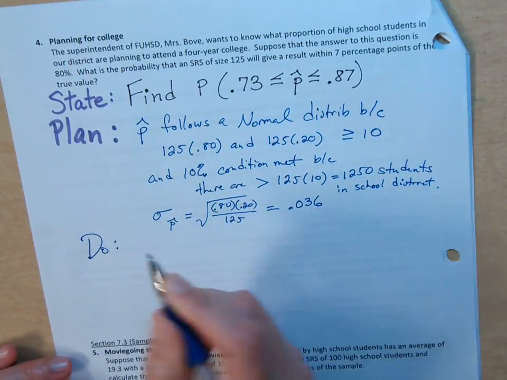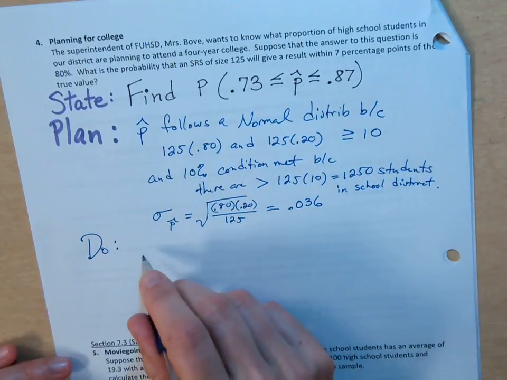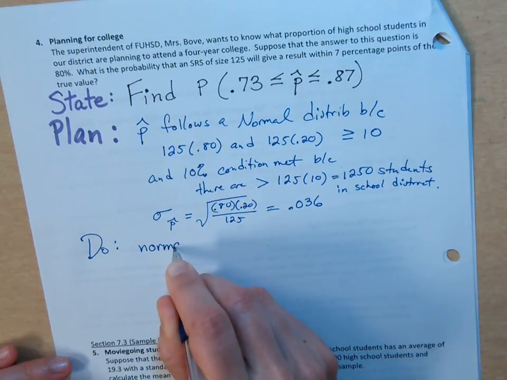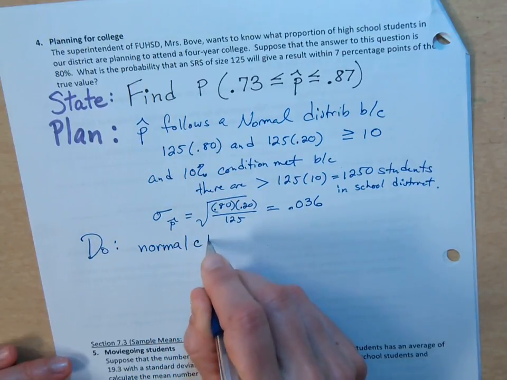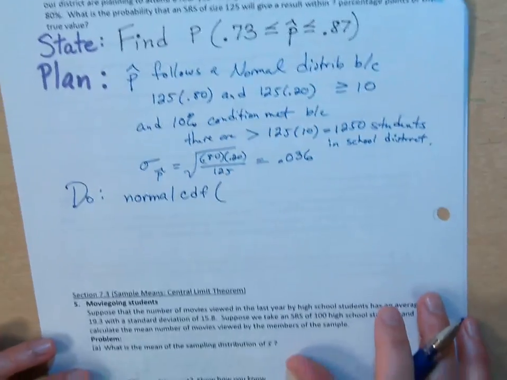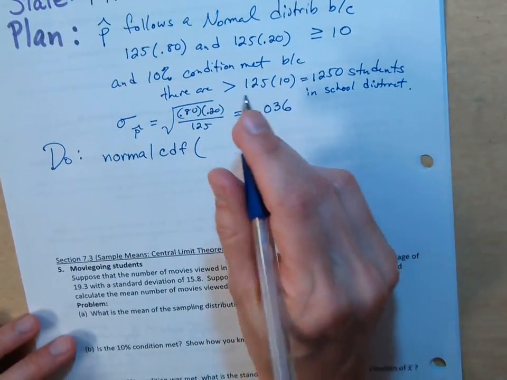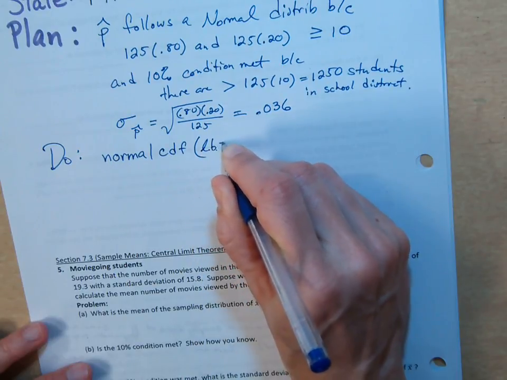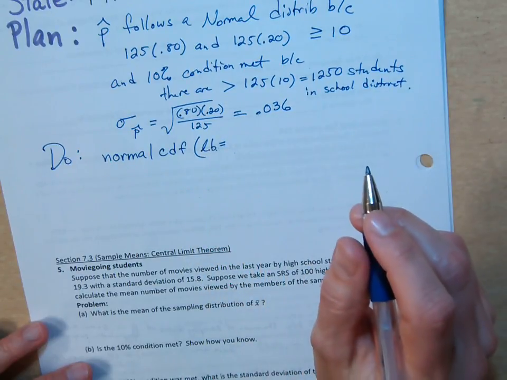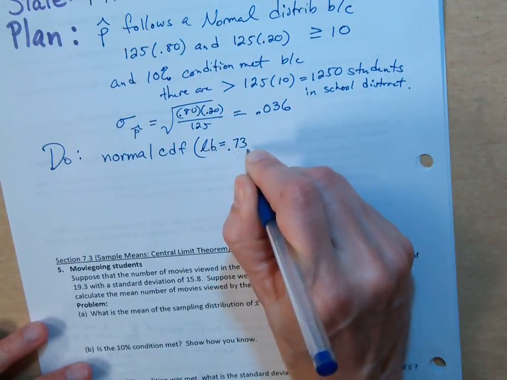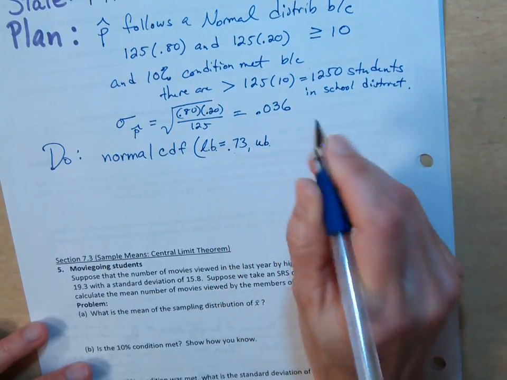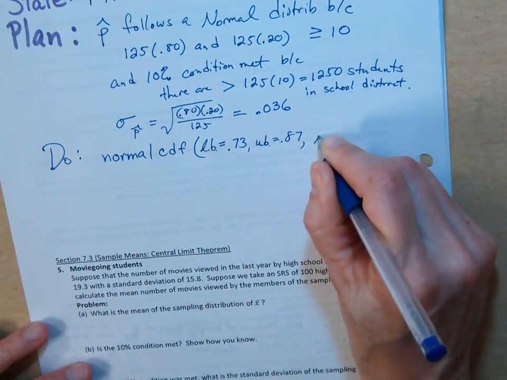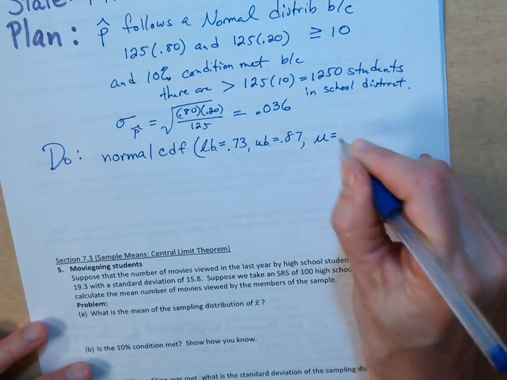So now we're ready to do this. All you have to do, you could draw a normal curve, or you can just write what you're doing on your calculator. You're going to use normal CDF and just label each of these. So you give it the lower bound and the upper bound. So lower bound is what? Good, 0.73. Upper bound is, yep, 0.87.